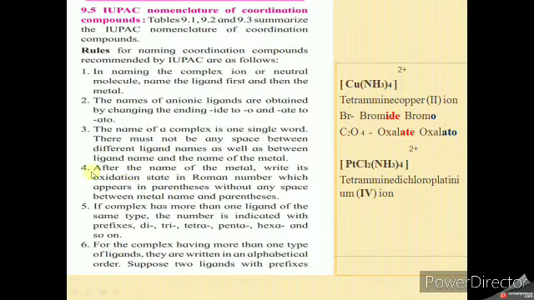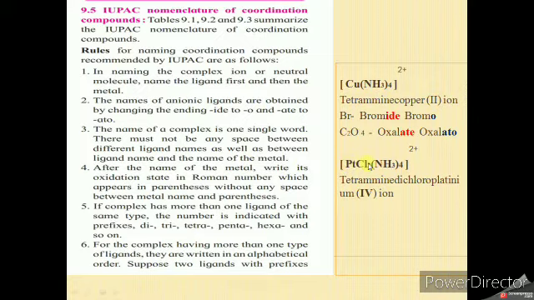Then the fourth rule is, after the name of the metal, write its oxidation state in Roman numeral. So here the oxidation state of copper is 2 plus, because the overall charge is 2 plus. Ammonia is a neutral ligand. So what is the oxidation state of copper in this complex? It is 2. So it is denoted by the Roman numeral II.